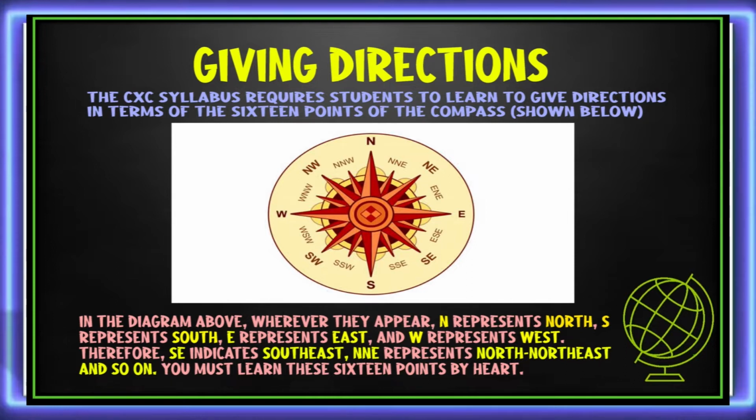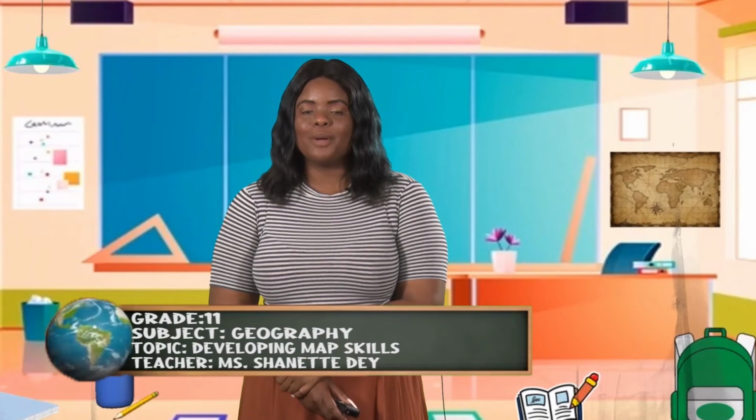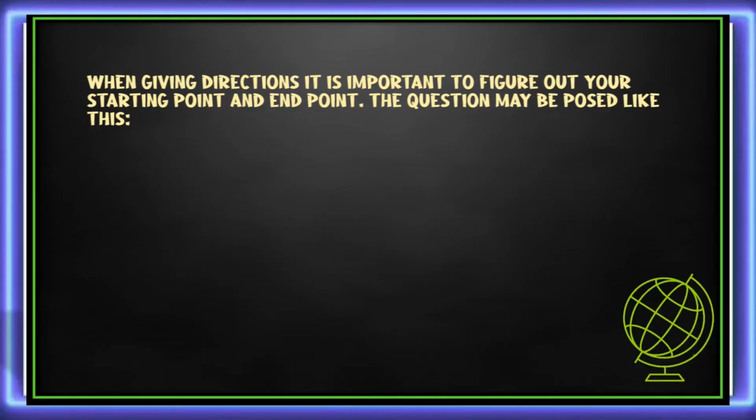And NNE represents north-northeast, and so on. You must learn these 16 points by heart. I know it might be difficult, but you got this. When giving directions, it is important to figure out your starting point and end point.